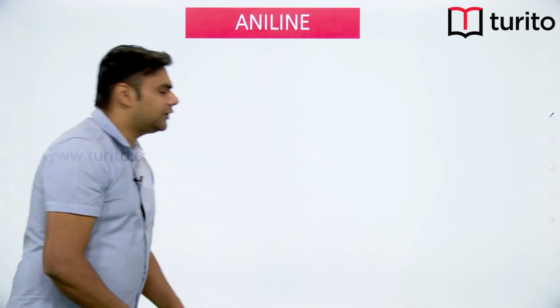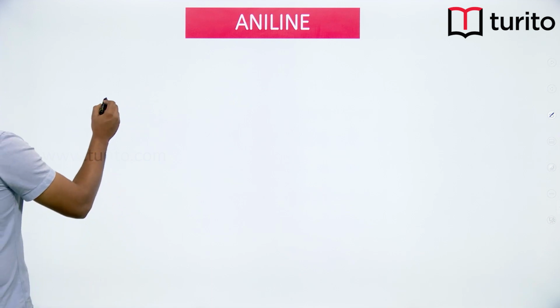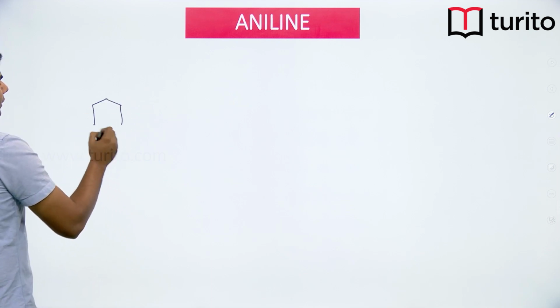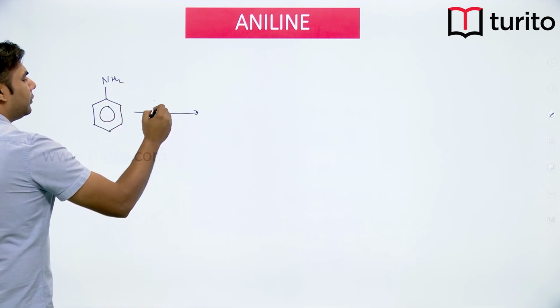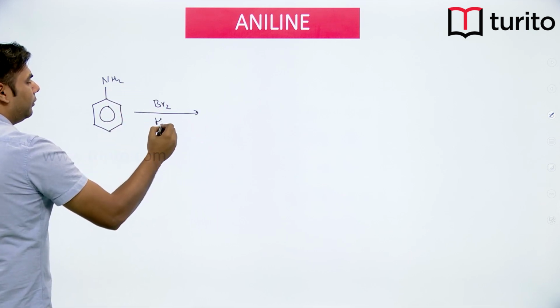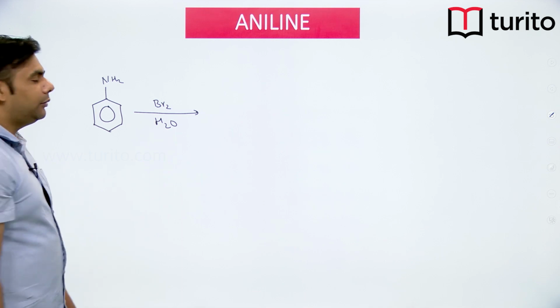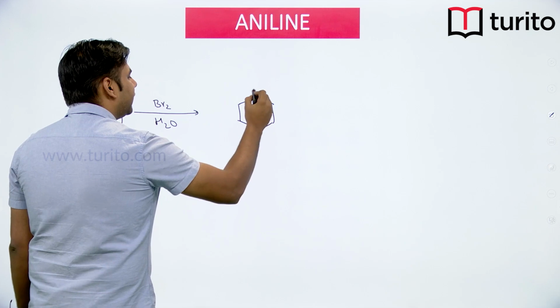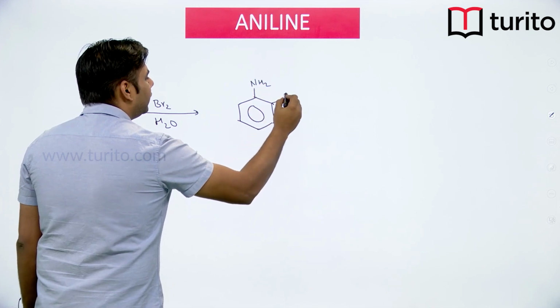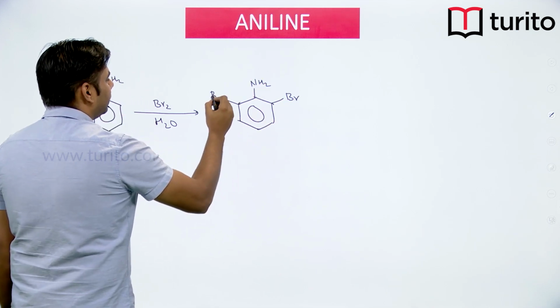Okay, test of amines already we have done. Aniline, I just wanted to discuss one reaction. So if you take aniline and to this you add bromine water. Now nitrogen is again a very powerful activating group, so it will activate all the ortho and para positions to such an extent that bromine would get attached at all the positions.